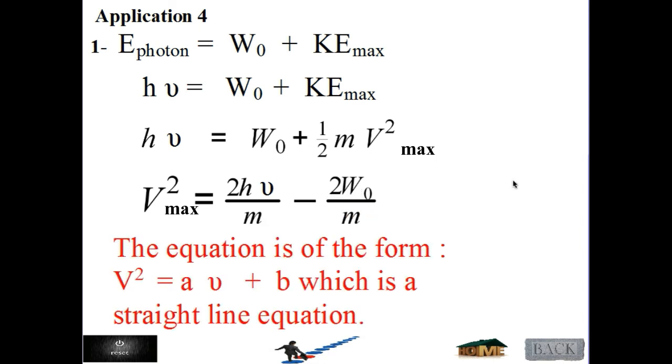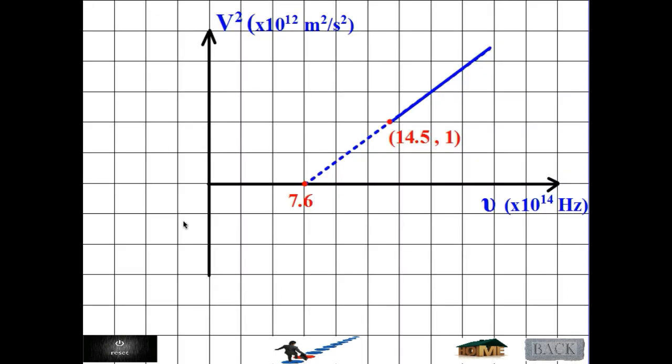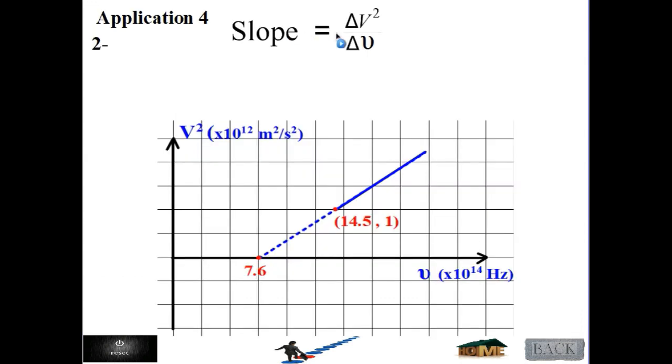The equation is of the form v square equals a nu plus b, which is a straight line equation. Of course, a is 2h over mass and b is minus 2W0 over m. Part 2. Determine the equation of the curve in the graph. This is the given graph, v square in terms of nu. We can observe that the curve is a straight line that has a constant slope. Thus our slope is delta v square over delta nu.